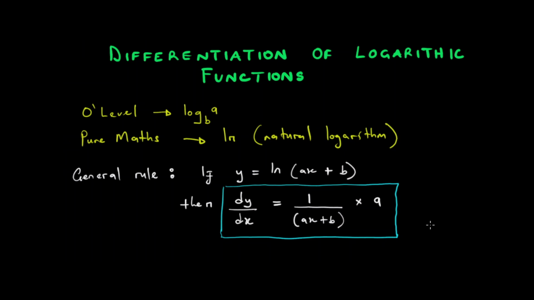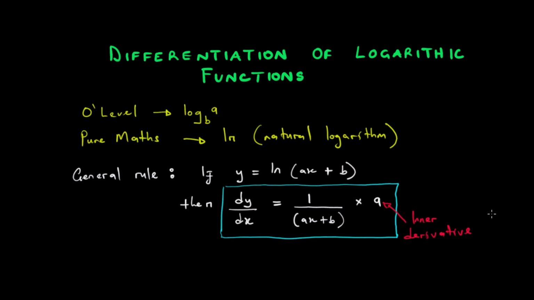So what is happening? We just say 1 over what comes after the natural logarithm. Then we multiply by a. A in a special term, a is called the inner derivative. So a is called the inner derivative because it is the derivative of what is in the bracket that comes after the natural logarithm. So I want you to listen to this quite attentively.